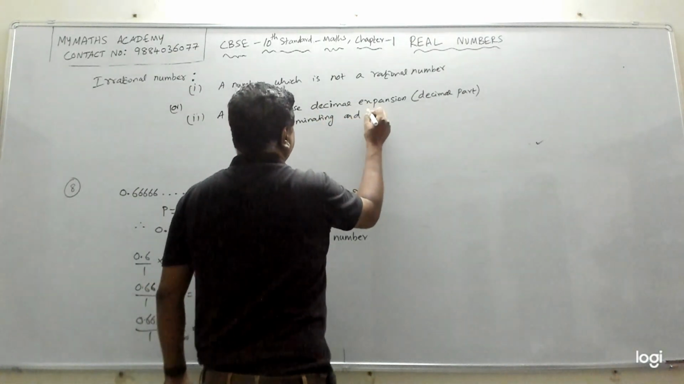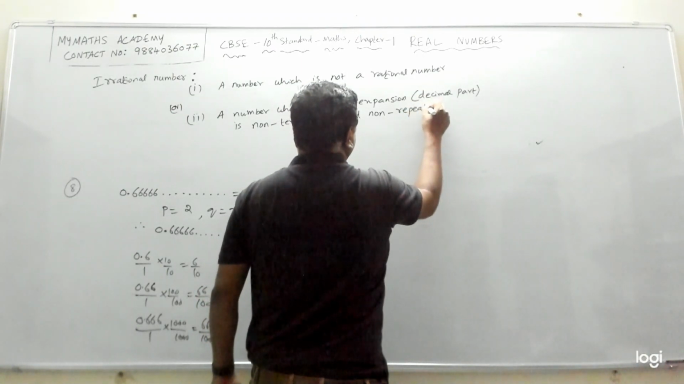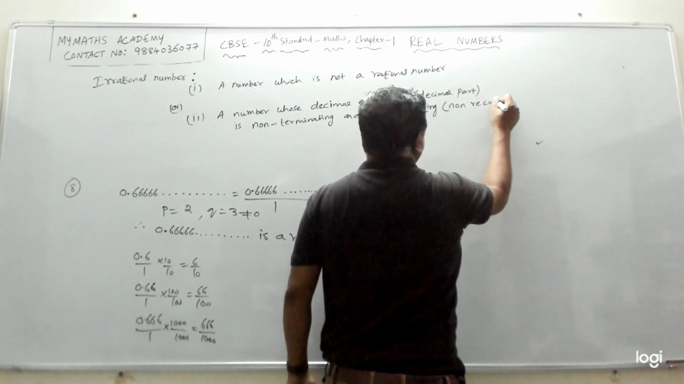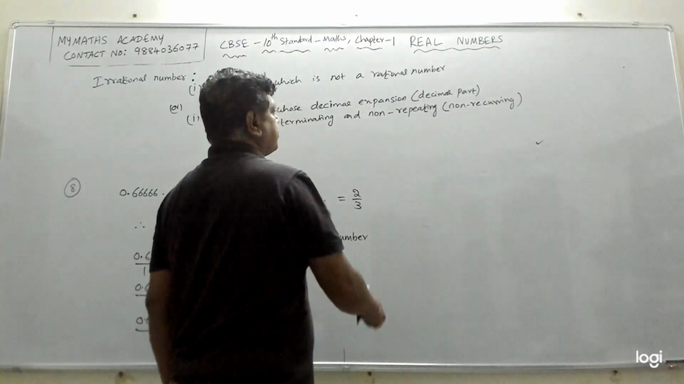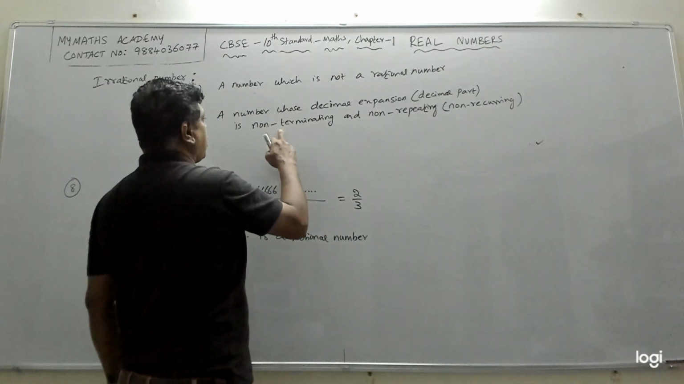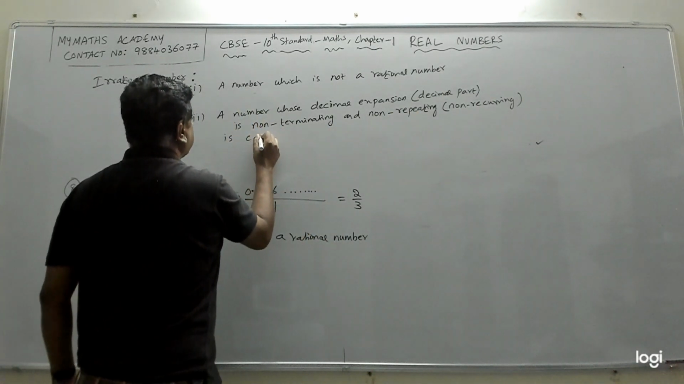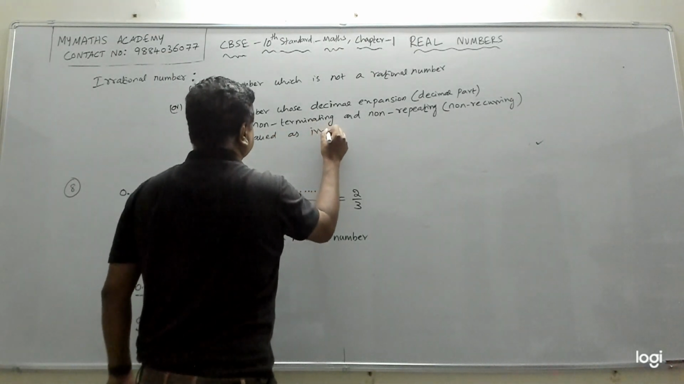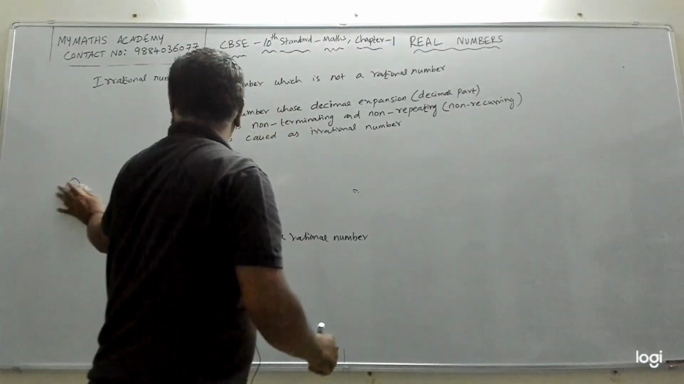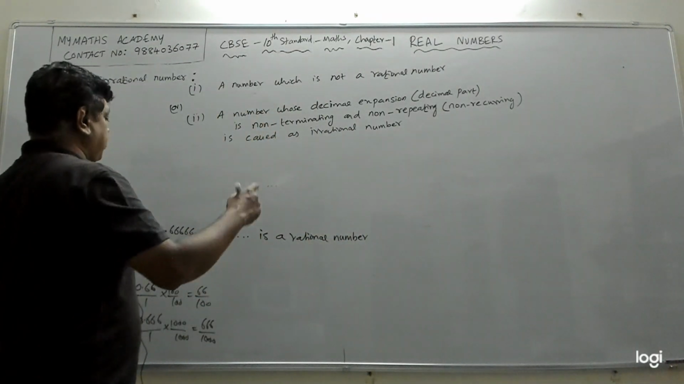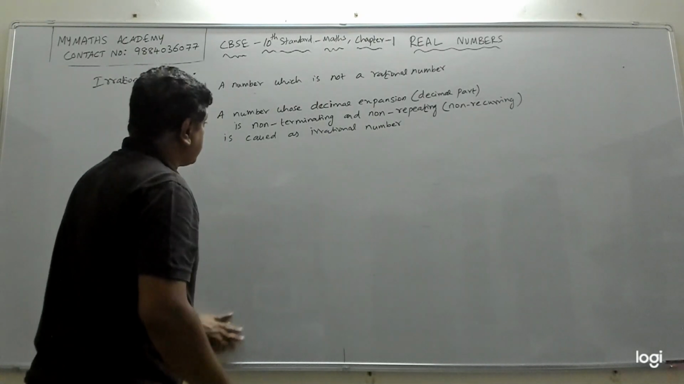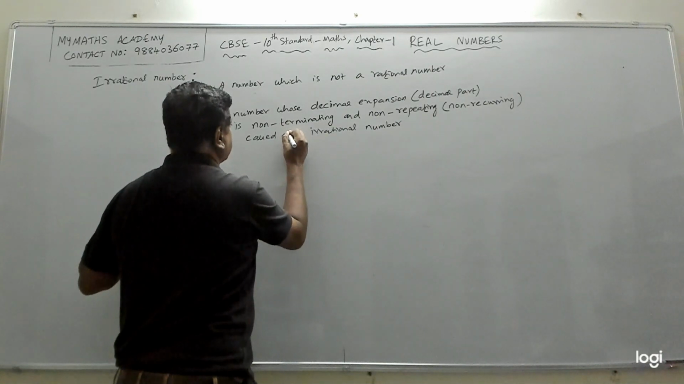non-terminating and non-repeating. So a number whose decimal expansion or decimal part is non-terminating and non-repeating is called an irrational number. Clear? So, the definition is a number whose decimal expansion or decimal part is non-terminating and non-repeating is called an irrational number.